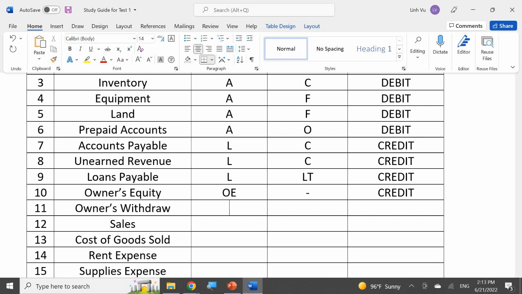Isn't that still in the category of owner's equity? Correct. That's what it comes from. With no category, but it would be a debit. Correct, because in this case, owner's withdrawal takes away from your company. So therefore, you're decreasing the value of your company. So that will definitely be a debit balance.